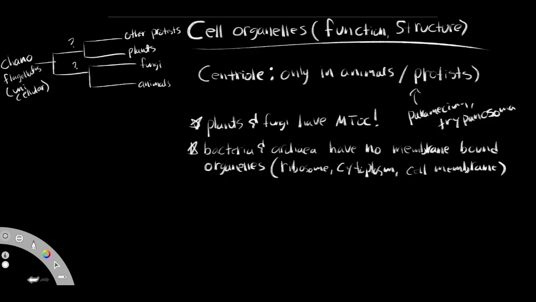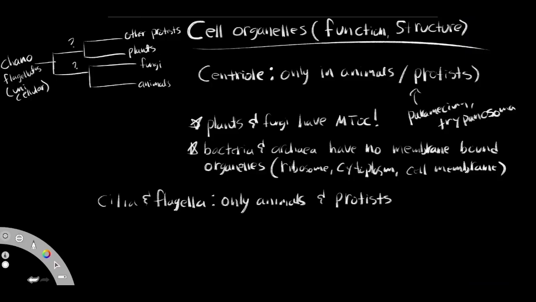And the last thing I want to write before I summarize this here is cilia and flagella, the last thing that we looked at in the previous video. Only animals and protists have cilia and flagella, like I said before. The paramecium, the trypanosoma, the Euglena. These protists, along with animals, have cilia and flagella.